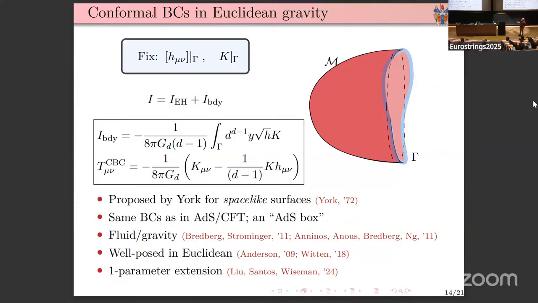Interestingly, conformal boundary conditions appeared in the fluid-gravity correspondence some years ago. It was shown that when you're looking at a time-like boundary very, very close to the horizon of black holes or cosmological horizons, there was an obstruction with Dirichlet boundary conditions, but they found that this obstruction went away if you included conformal boundaries. They're proven to be well posed by Anderson and Witten. And about a year ago, it was found that there is a one-parameter extension leading to some kind of generalized conformal boundary conditions by our colleagues Liu, Santos, and Wiseman. These were also proven to be well posed in the Euclidean context.